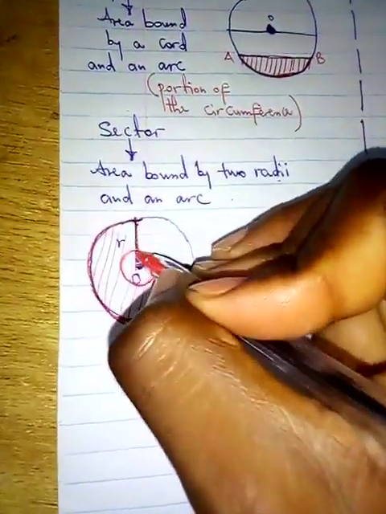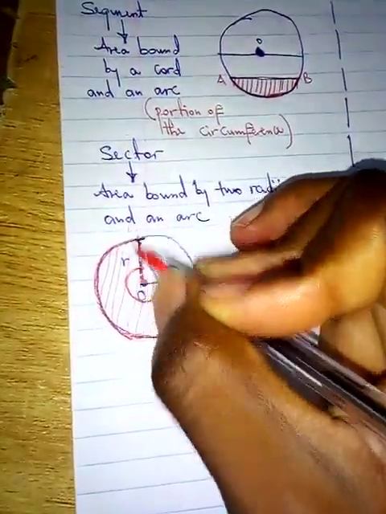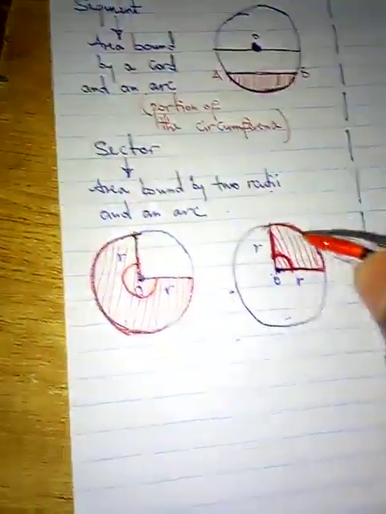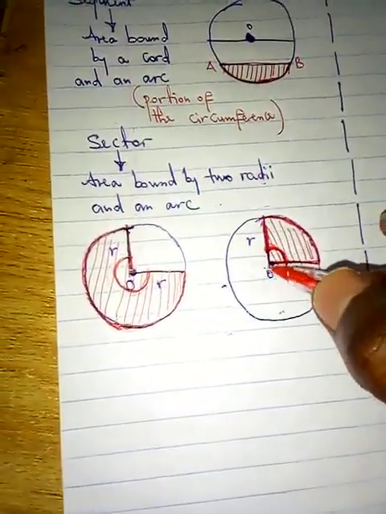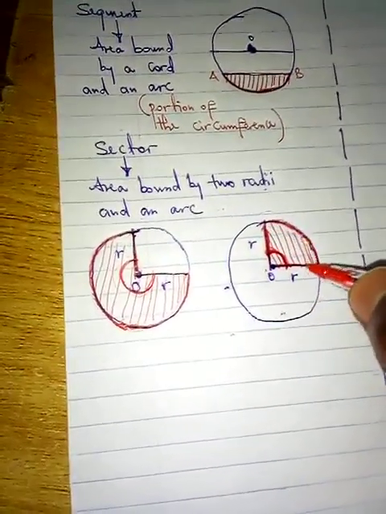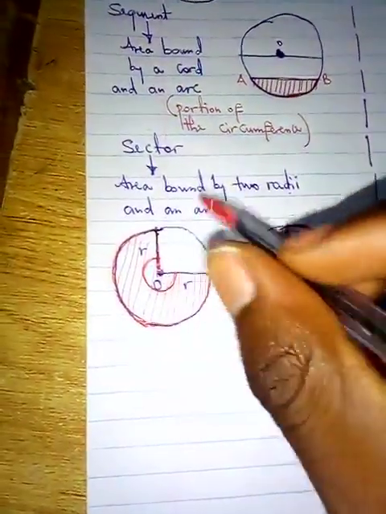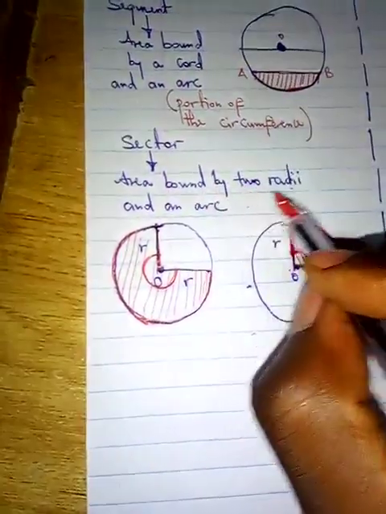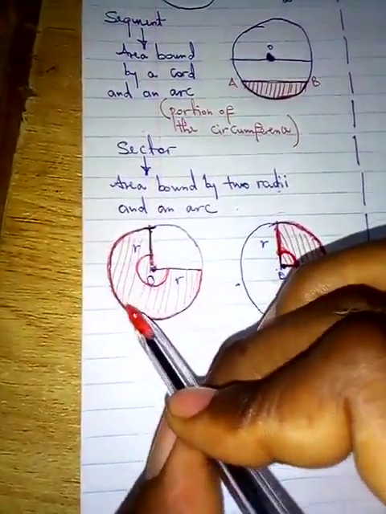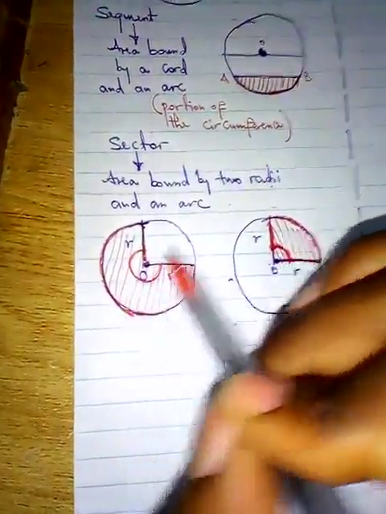So a sector can come in this way with the angle representing it, or it can also come in that way. Of course, the common way in which a sector is brought is in this way. But don't forget, a sector is just an area bound by two radii and an arc, which means that a sector can also be brought in this way, though uncommon. But you just need to know this.